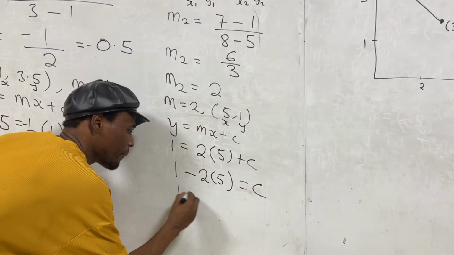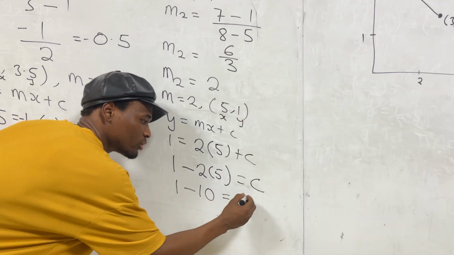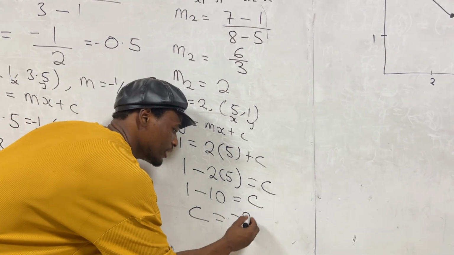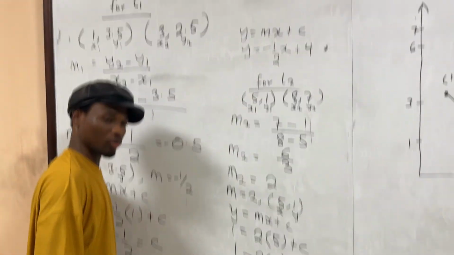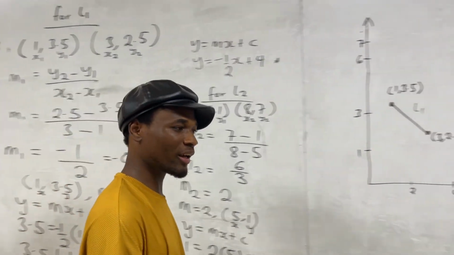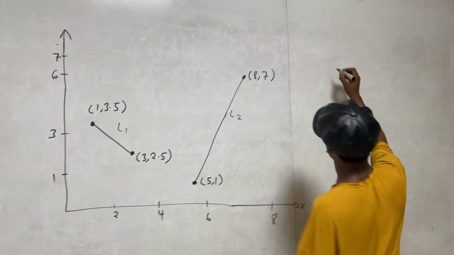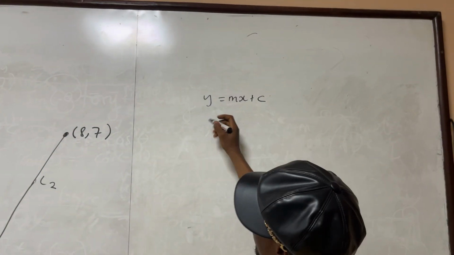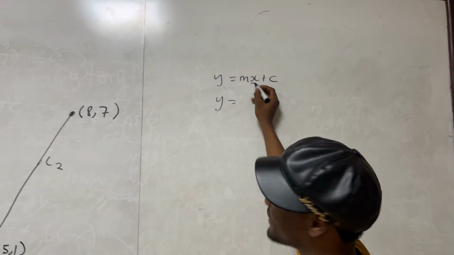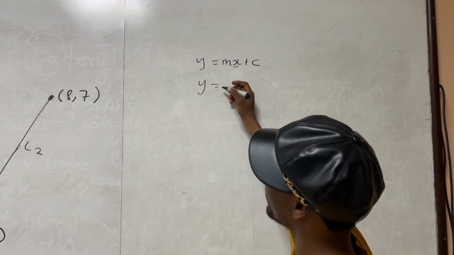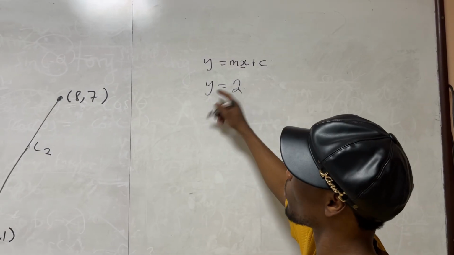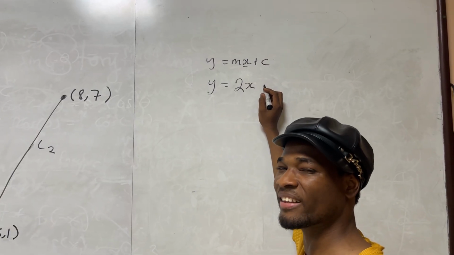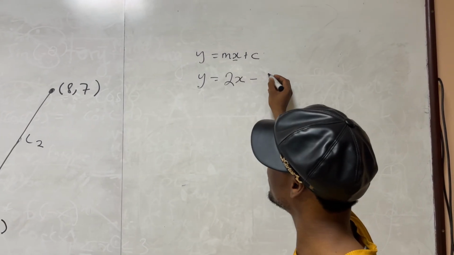So therefore I have 1 minus what? 10, which is equal to c. So therefore c is equal to what? Negative 9. Now to write the formula or the equation for this, remember, you maintain your x and your y. Is that not so? If I'll maintain y, then I'll maintain x. What is my gradient? Remember, our gradient was 2. Because I maintain y, I'll maintain my x. What about the c or the intercept on the y-axis? Remember, it was negative 9.